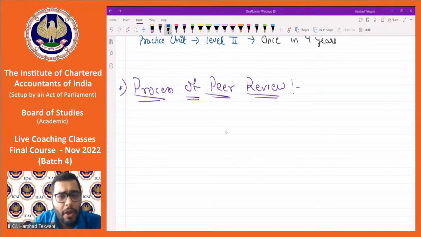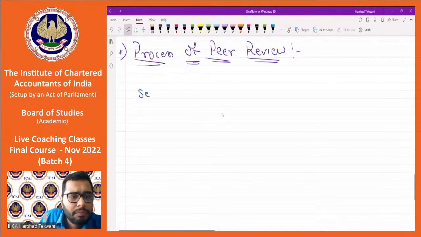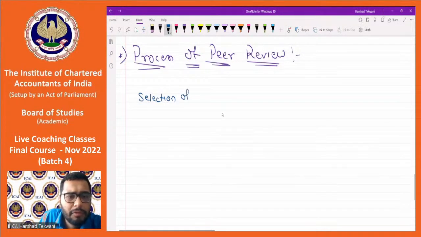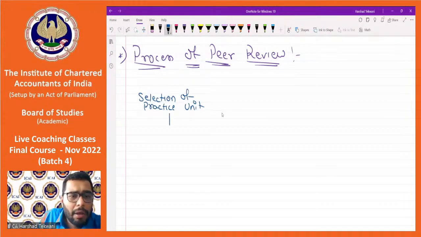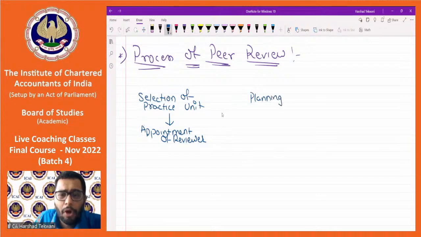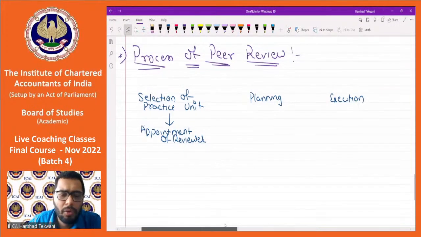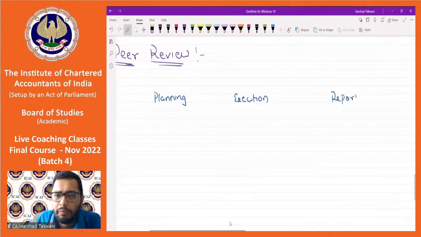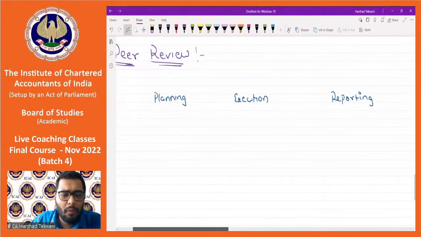The 4 stages are: first, selection of practice unit and, for that practice unit, appointment of reviewer is done. Okay, that is stage 1. Once that is done, the reviewer will move to planning for peer review, then execution, and finally reporting. Now we'll discuss one by one what is done in which stage.